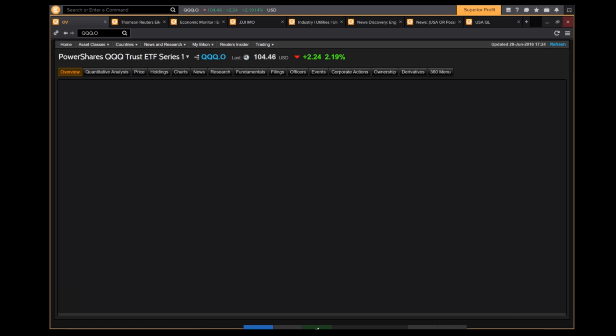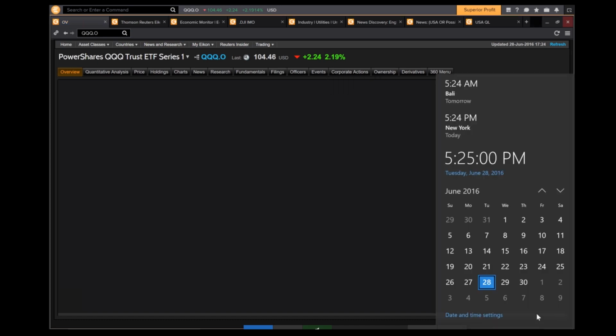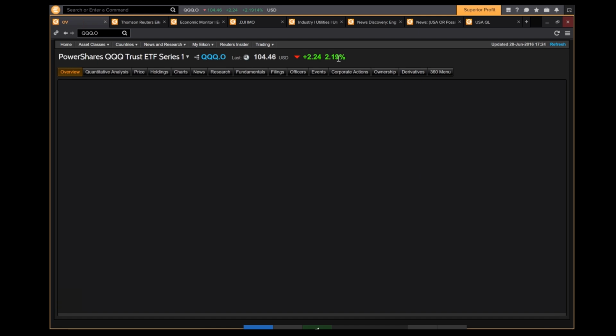On Friday, on 20th June, that is on Tuesday, QQQ did go up quite a bit, 2.15%. It is taking a time on my computer because the internet is a bit slow here in Bali. Okay, let it load, but we know that neither QQQ nor SPY moved enough in the last 1 year.